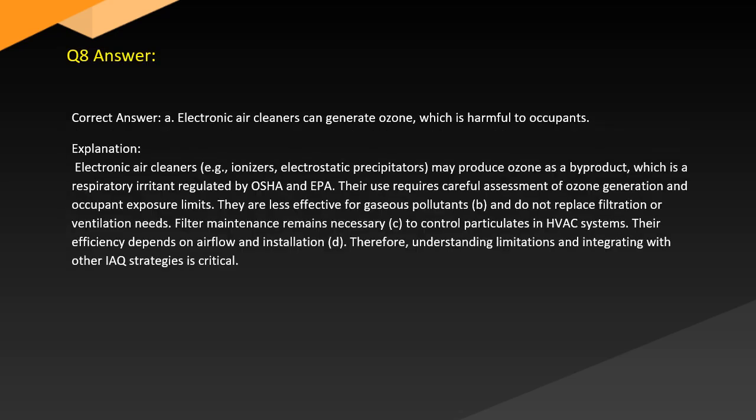Answer. Correct answer: A. Electronic air cleaners can generate ozone, which is harmful to occupants. Explanation. Electronic air cleaners, e.g., ionizers and electrostatic precipitators, may produce ozone as a byproduct, which is a respiratory irritant regulated by OSHA and EPA. Their use requires careful assessment of ozone generation and occupant exposure limits.